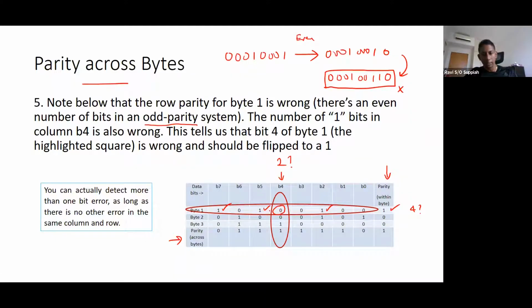Okay, but again, there is a limitation, because if there is more than one error in the same row or same column, then you come back to the same thing, because you can only detect an odd number of errors. With an even number, it comes back to the same problem. So this is an improvement, but it is not a very good solution. It is a slightly better solution than the previous one.